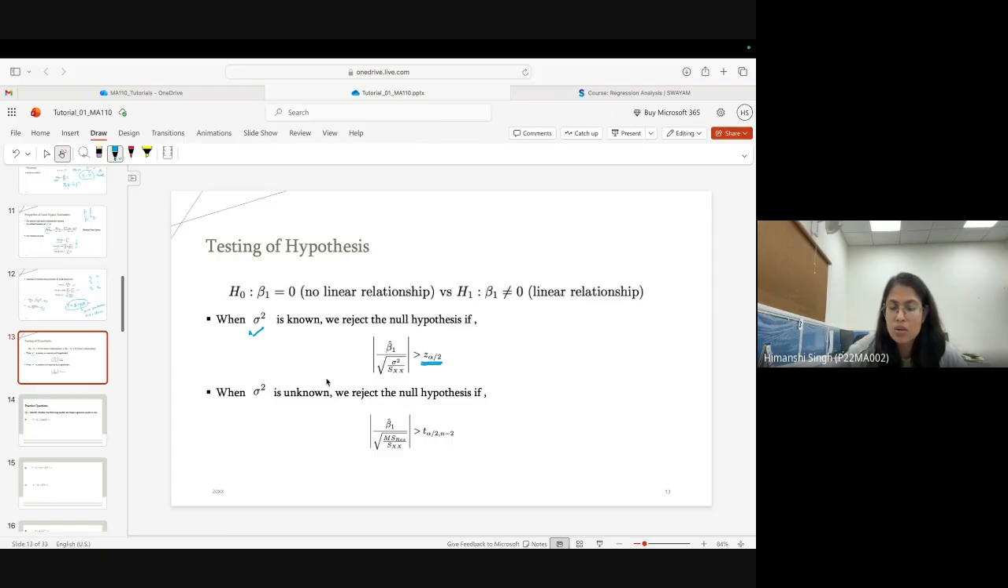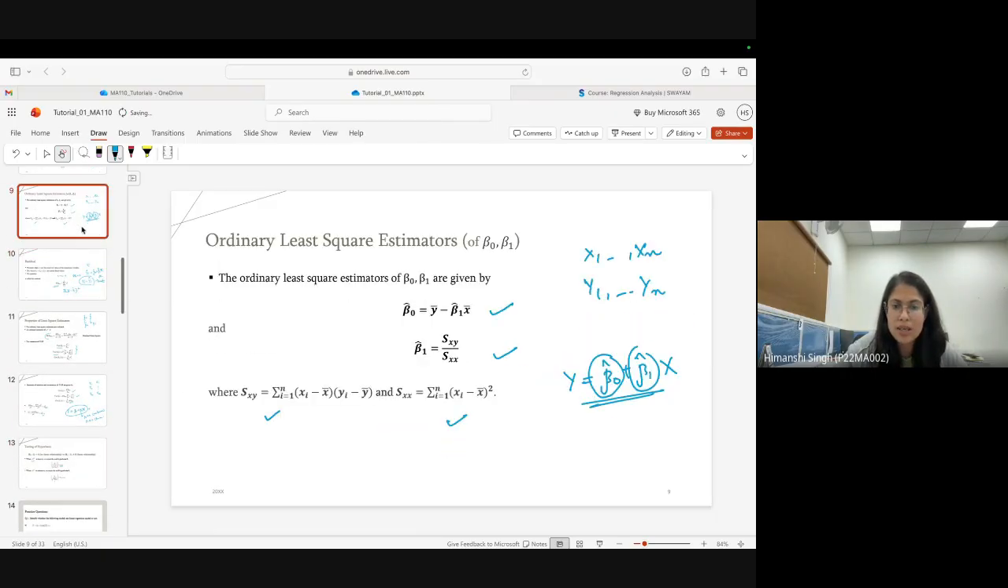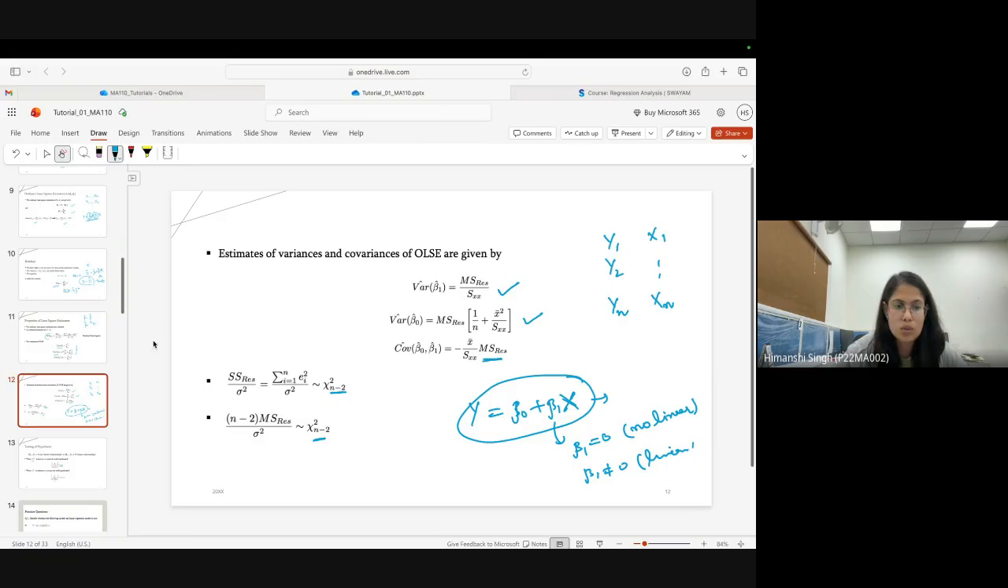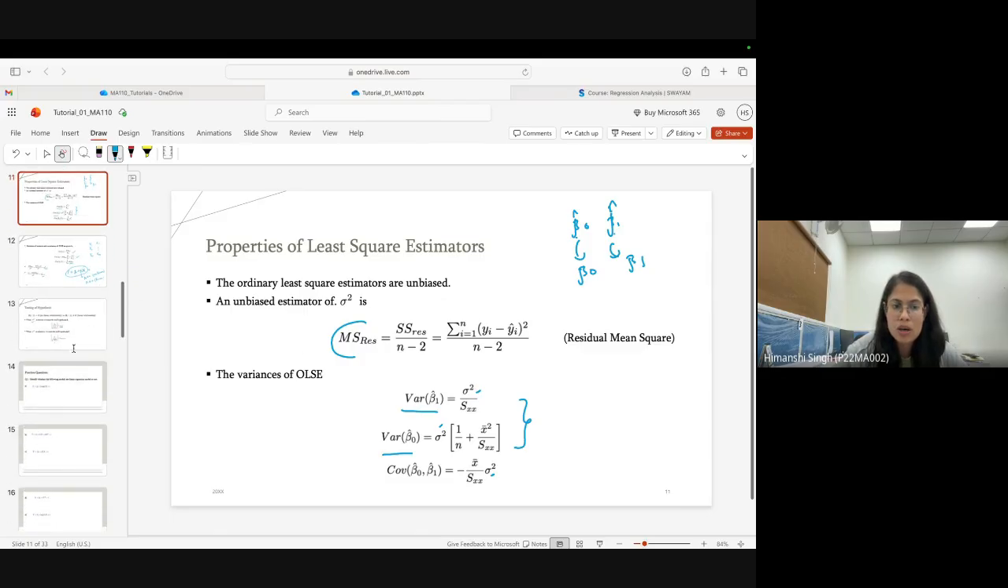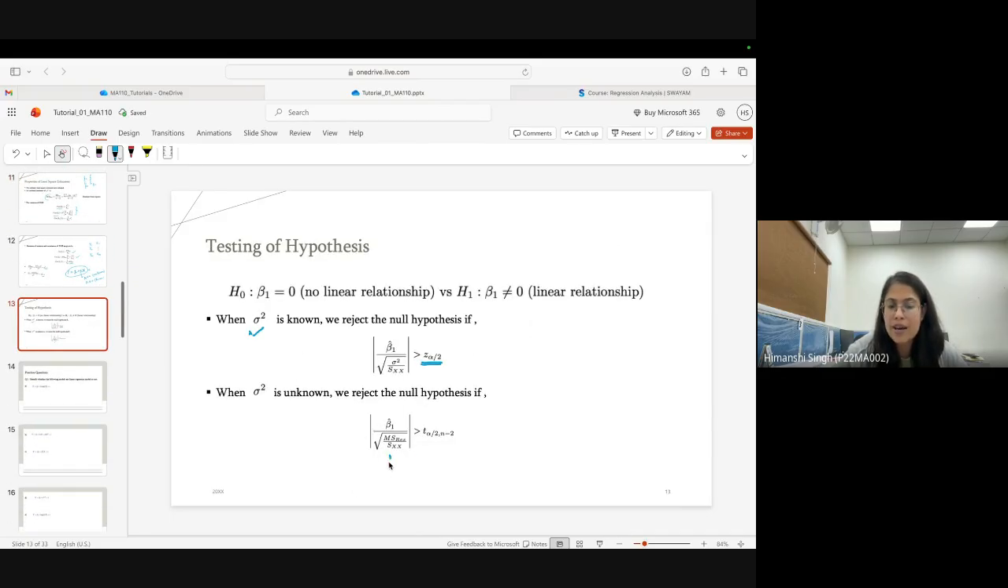If sigma square is not known, then our statistic is this. Here we have the same beta 1 hat, but in place of sigma square we have MSRES. We also have the expression for MSRES: SSRES divided by n minus 2. You calculate this, then calculate the whole statistic, find the modulus, and see whether that quantity is greater than t alpha by 2 comma n minus 2 or not. These quantities you can find using tables: the standard normal table for z alpha by 2, and the t table.